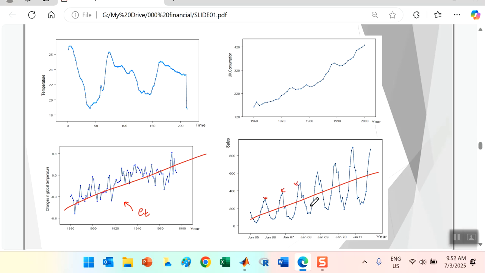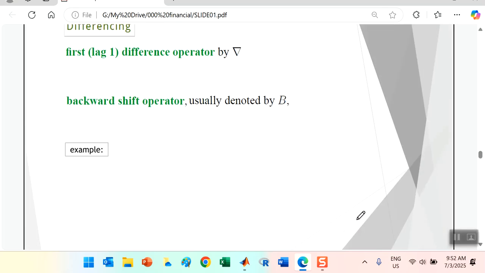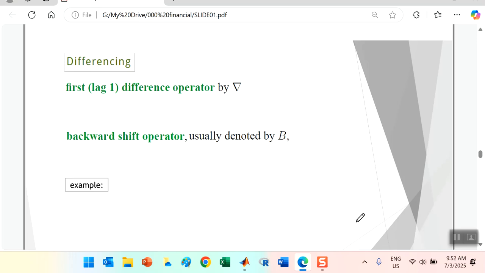The last model has trend and seasonality, and you can also see that the values of the seasonality for every year are increasing. Most probably we can use a so-called difference operation to obtain the series we want. The first one we call the difference operator.